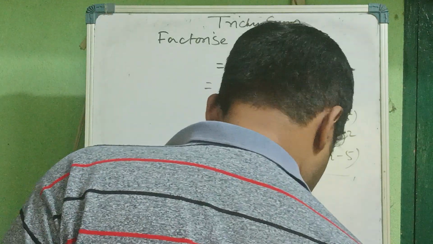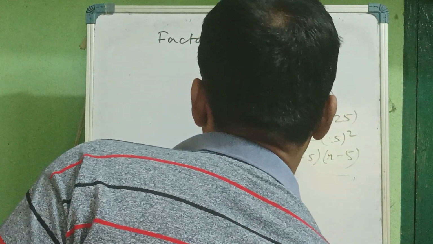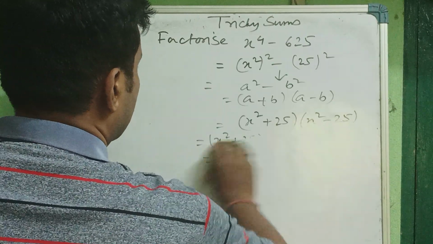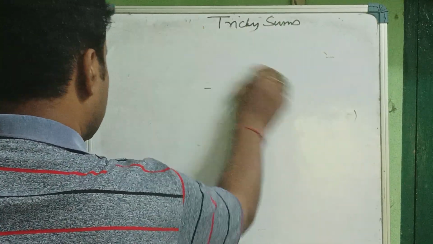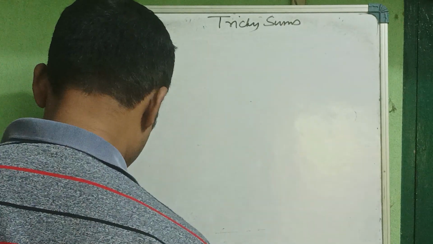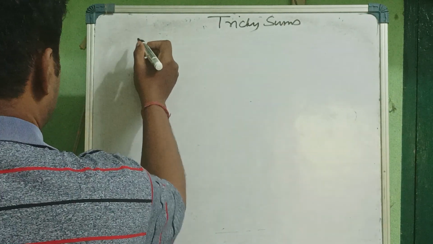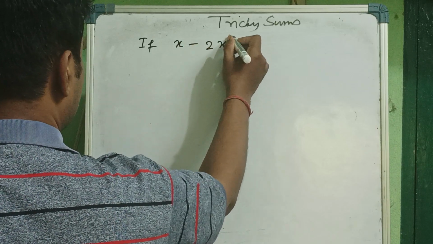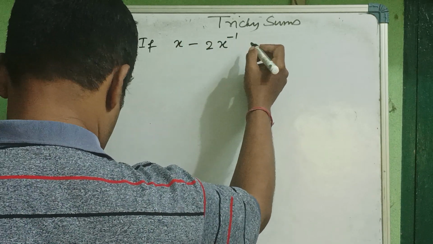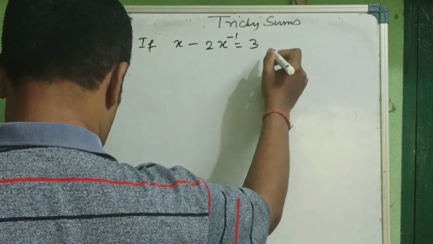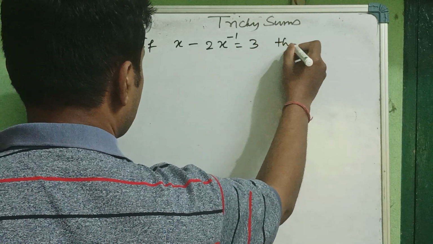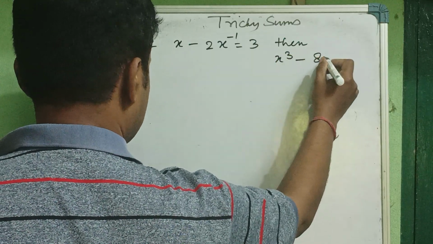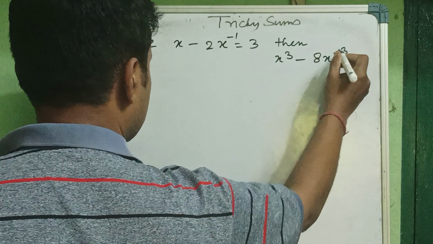If you have to factorize this, then this is my answer. Okay, again: if x minus 2 by x equals 3, then what is the value of x cube minus 8 by x cube minus 3?